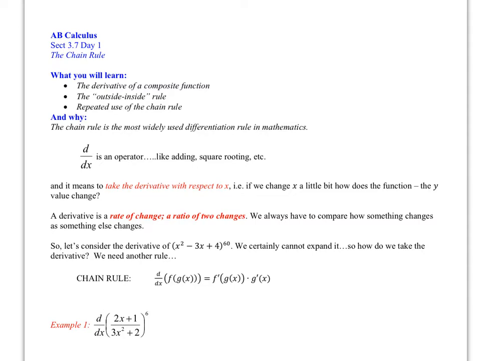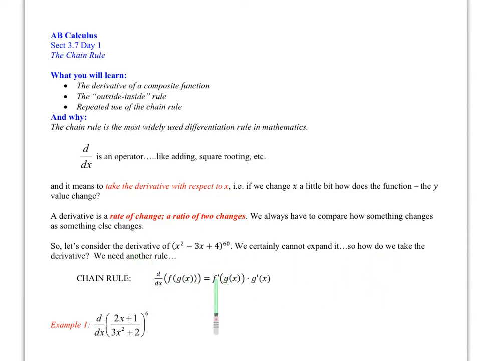And it means to take the derivative with respect to x. If we change x a little bit, how does the function, the y value, change, right? So it's just a rate of change, or the ratio of two changes. So let's consider the derivative of this thing right here, (x squared minus 3x plus 4) to the 60th power. We certainly cannot expand it, so it would be terrible if we tried to. So we need another rule.